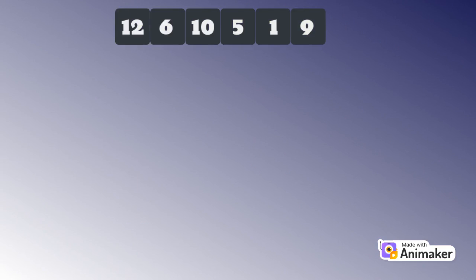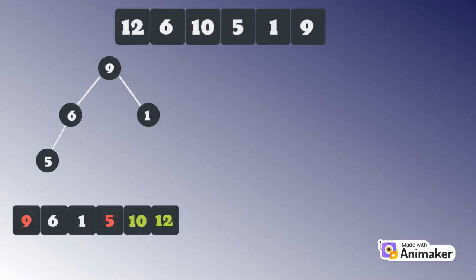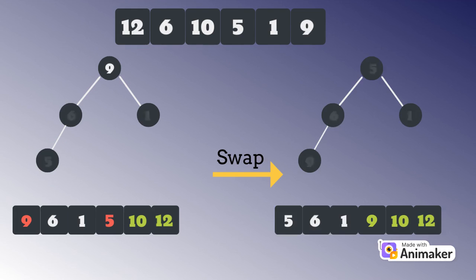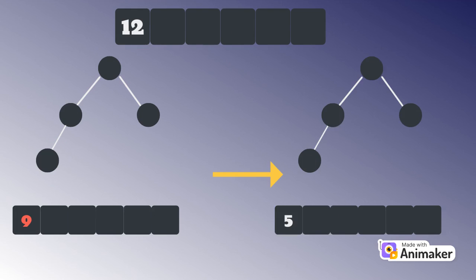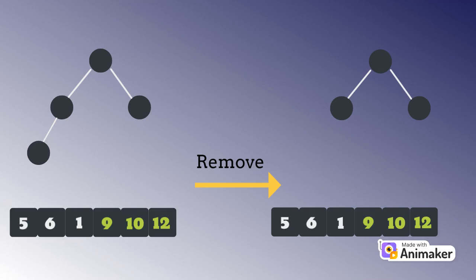After removing the element 10 and heapifying the array, we obtain the following tree. Swap the first and last node of the heap. Now the element 9 is in its correct position. Remove the element 9 from the heap.